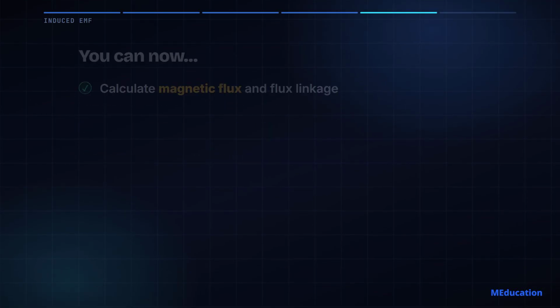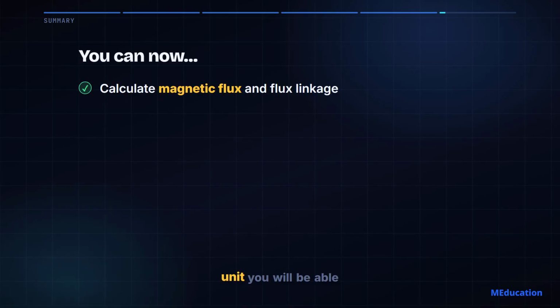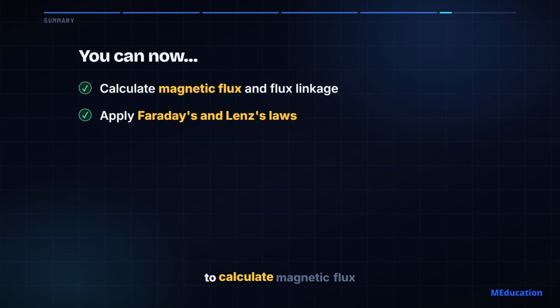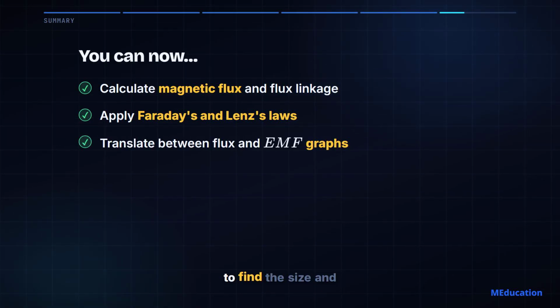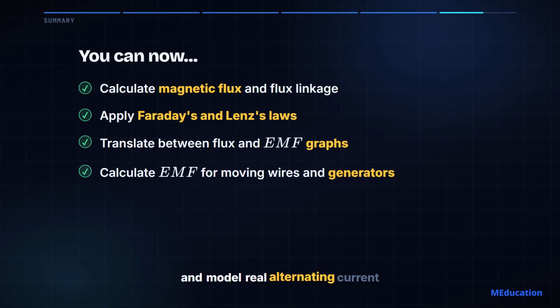question. By the end of this unit, you will be able to calculate magnetic flux, apply Faraday's and Lenz's laws to find the size and direction of an induced EMF, analyze gradient graphs, and model real alternating current generators. You are now ready to start Topic 1 and define magnetic flux.